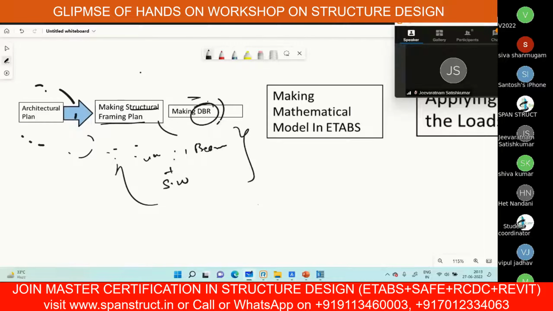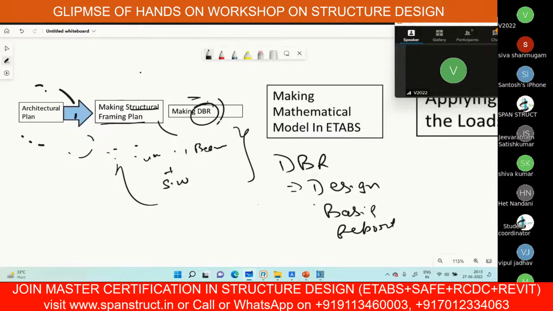Okay, so DBR is your design basis report. This is the basis of the report you are going to make, and according to this DBR, you have to make the mathematical model. So everyone is okay with this DBR? This is the documentation which you have to make before making any mathematical model.